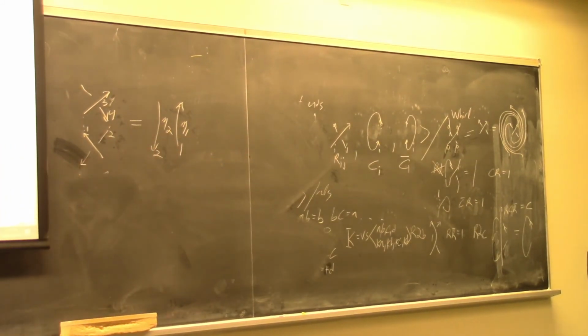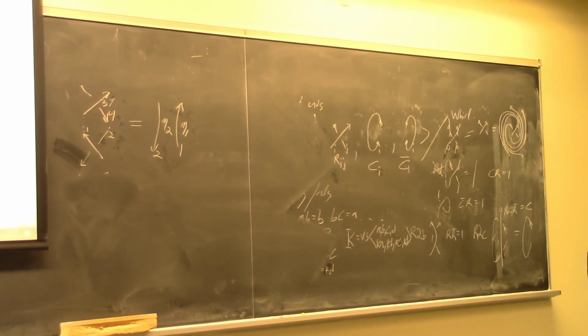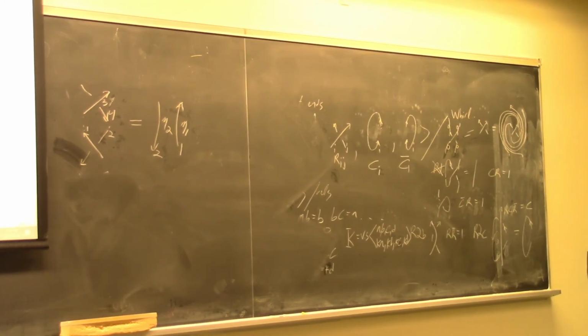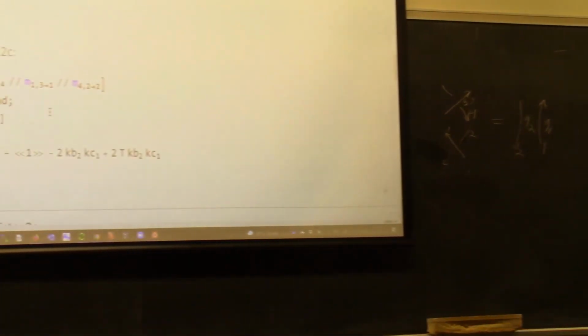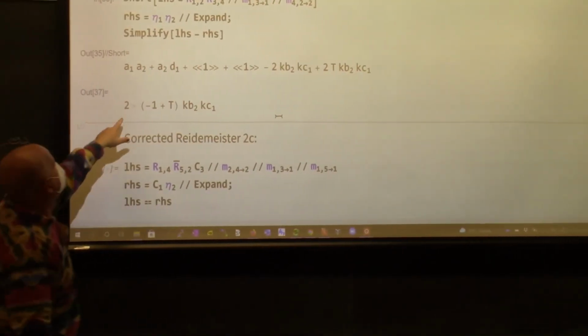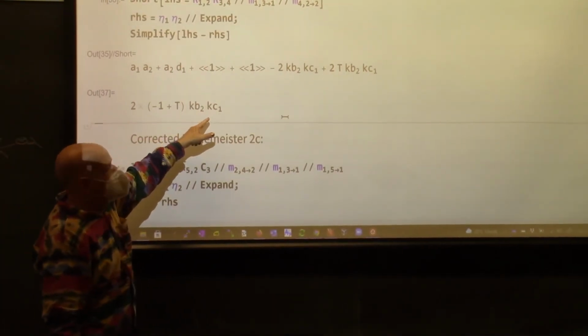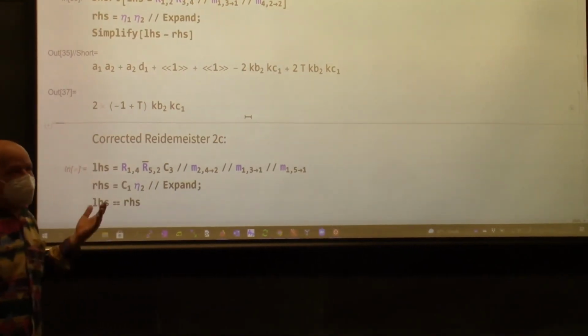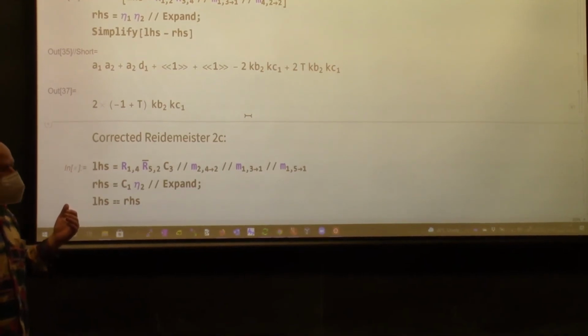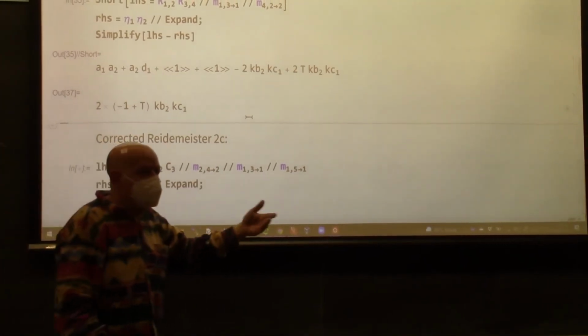So I'm checking this. I'm computing the left-hand side. I'm computing the right-hand side, eta 1, eta 2. And, sorry, it's down here, naive Reidemeister 2. I'm computing the left-hand side, I'm computing the right-hand side, and I'm simplifying their difference. And you get this, and this isn't 0, right? So we failed, okay? But we failed because we were doing the naive Reidemeister 2.